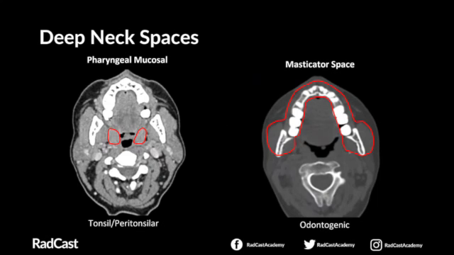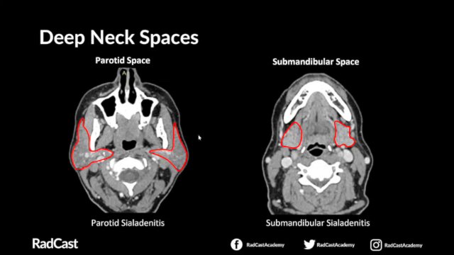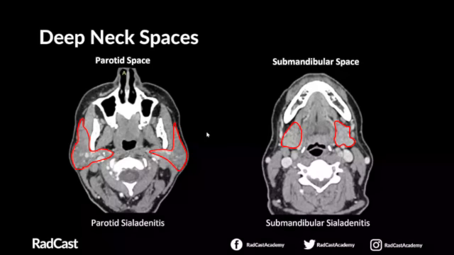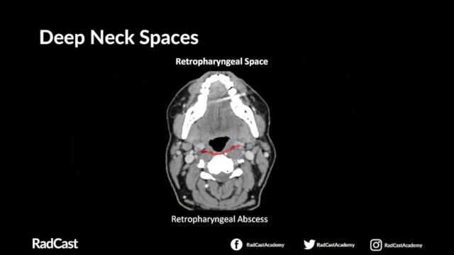In terms of your neck infections, the spaces where things are going to originate are your pharyngeal mucosal space, particularly in regard to tonsil infections and peritonsillar abscesses; your masticator space, with odontogenic infection; your parotid space, with parotid sialadenitis; your submandibular space, with submandibular sialadenitis; and then your retropharyngeal space, with retropharyngeal abscesses.